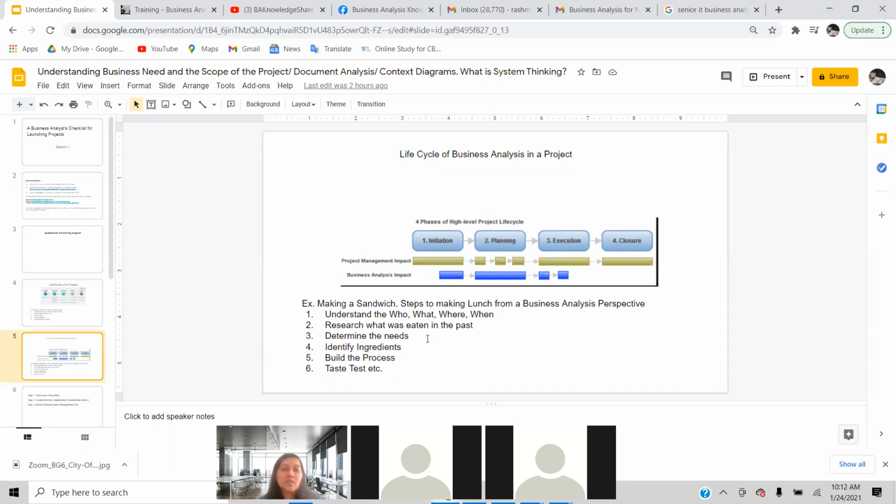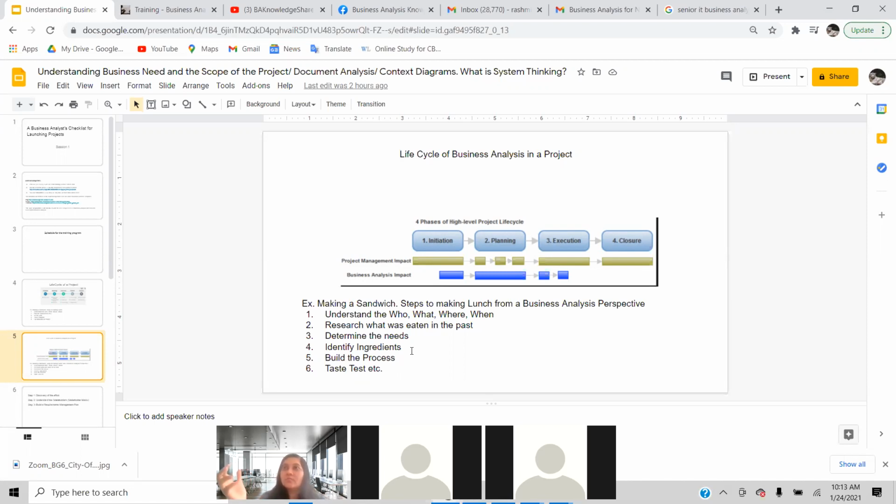You then determine the needs, right? Why does a BA get involved in the first place? Because you're the ones that basically translate and identify the change and translate what the needs are from that change. So you determine the needs of, in this case, the lunch, right? So you help the project manager to say, all right, well, what do we need for this lunch? Well, let me come up with a couple of ideas. Let me work with, I don't know, guests to determine what they would like. You as a BA would identify the ingredients. You would say, do I want cheese?